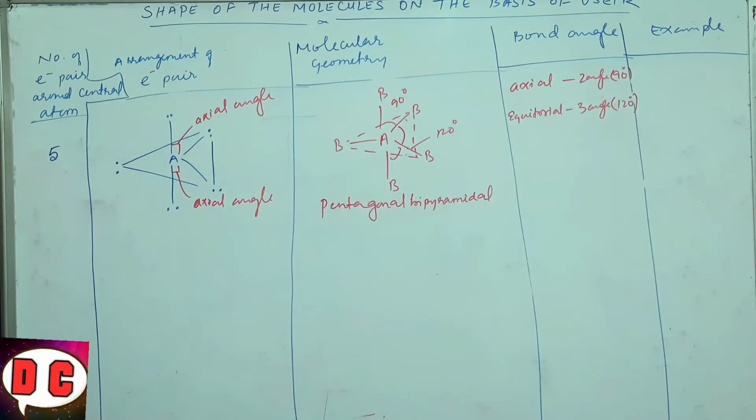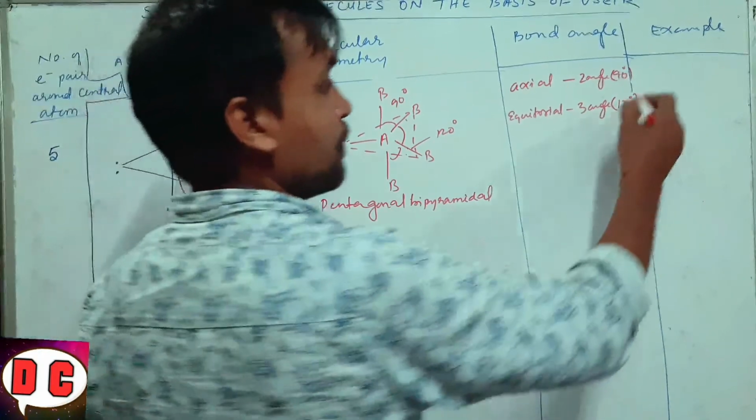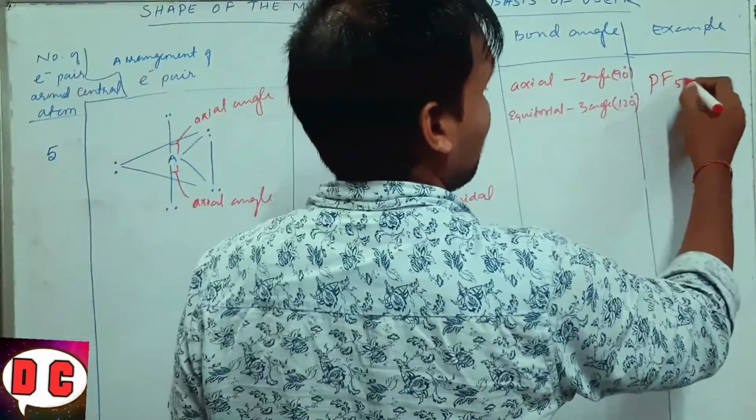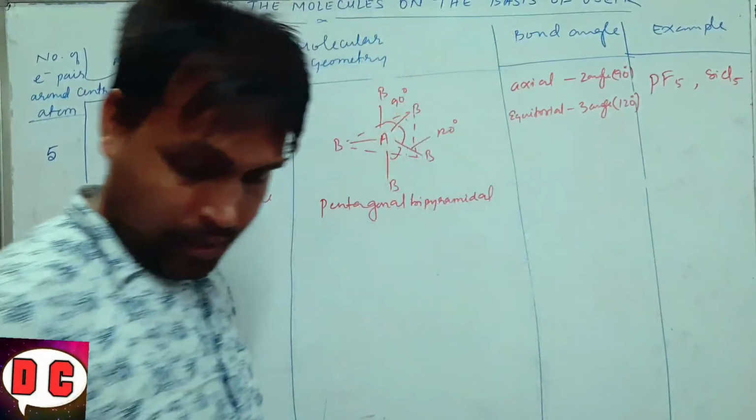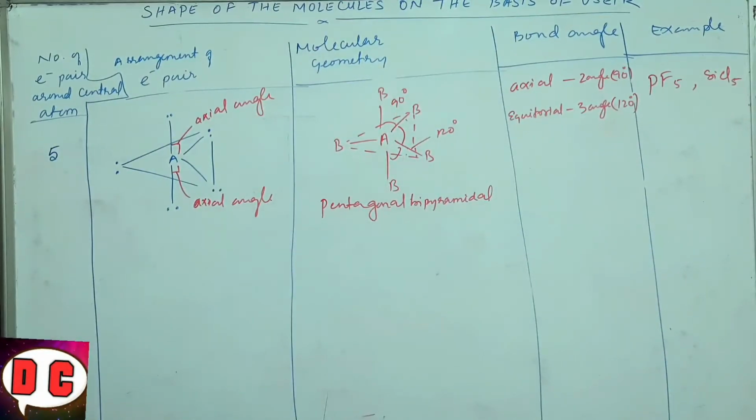And what are the examples? PF3, PF5, SiCl5. So these are the examples of pentagonal. Okay, now the 6th one we are going to do.